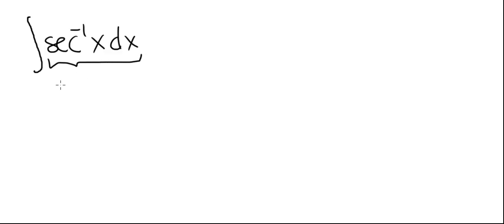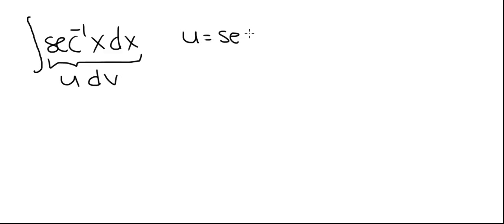We're going to integrate inverse secant of x. And to do it, we'll use both integration by parts and trigonometric substitution. So first we'll use integration by parts. We'll call this integral of u dv. We have to make a choice for u.